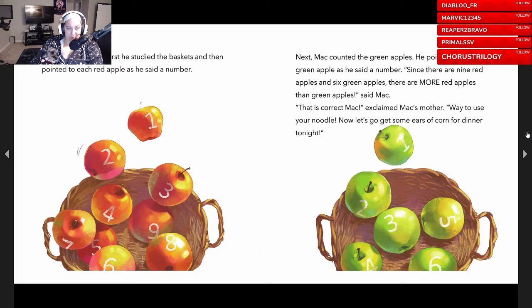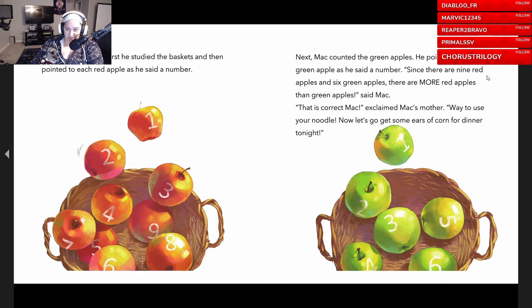Mac liked counting. First, he studied the baskets, then pointed to each red apple as he said a number. 1, 2, 3, 4, 5, 6, 7, 8, 9. Next, Mac counted the green apples. He pointed to each green apple as he said a number. Since there are 9 red apples and 6 green apples, there are more red apples than green apples, said Mac. That's correct, Mac, explained his mother. Way to use your noodle.